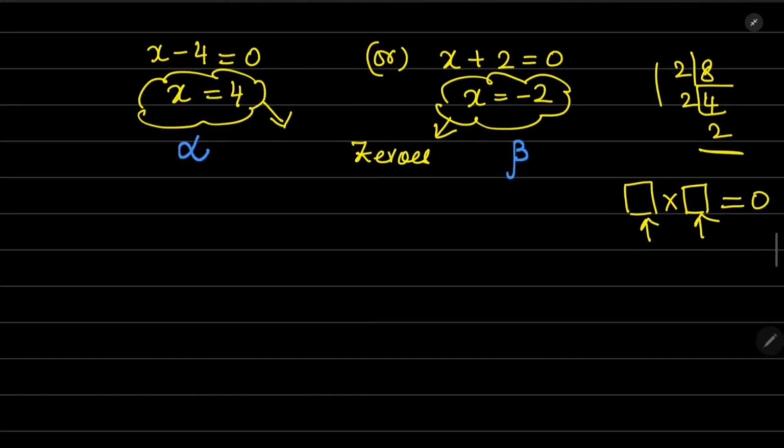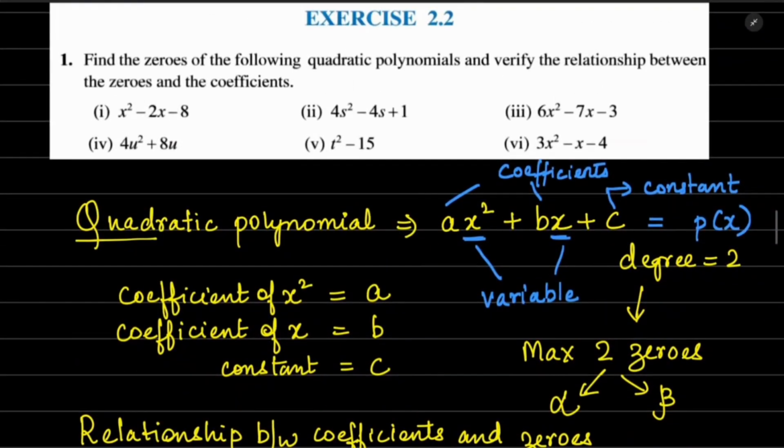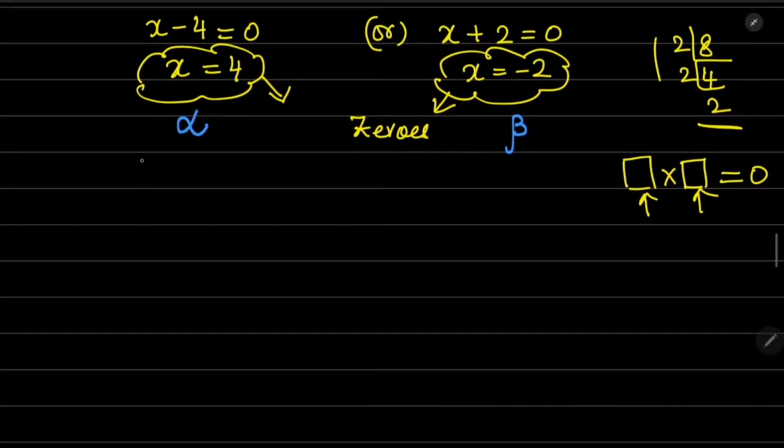Now we have got the zeros. So what was the question here? Find the zeros of the following quadratic polynomial using factorization with middle term splitting. We have found out the factors of the first polynomial, and verify the relationship between the zeros and the coefficients. So now let us verify the relationship. Let alpha be 4 and beta be minus 2. These are the zeros of the given polynomial.